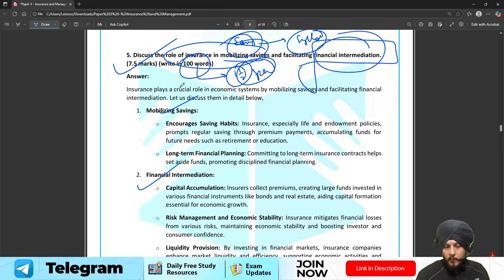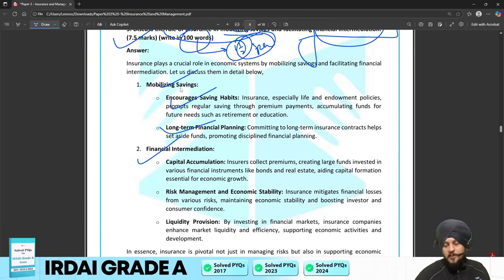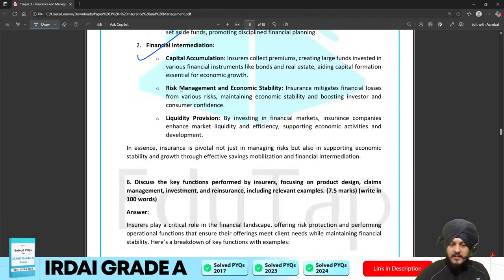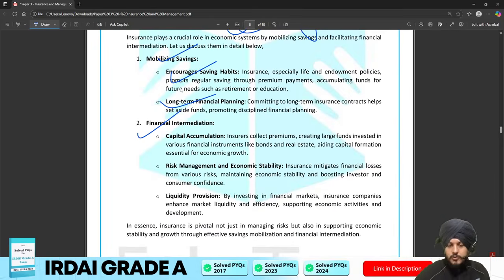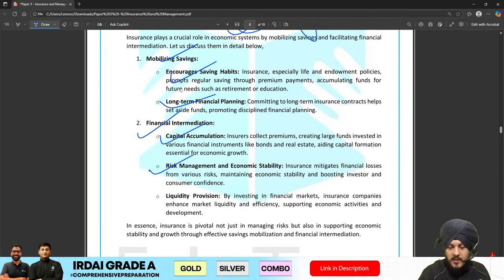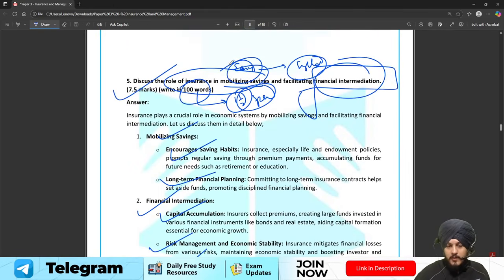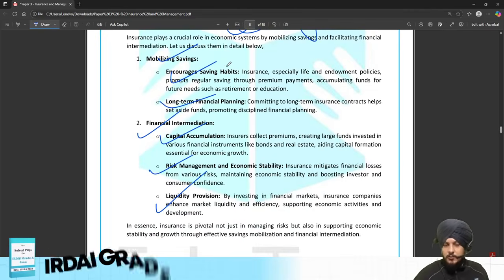Firstly, you will talk about mobilizing savings, that is, how it encourages saving habits. It also helps in long term financial planning, right? And then you can talk about financial intermediation, how it helps in capital accumulation, risk management, and also with respect to liquidity provisions, right? So this is something that you have to write as part of your answer. I would say very easy to answer, right?